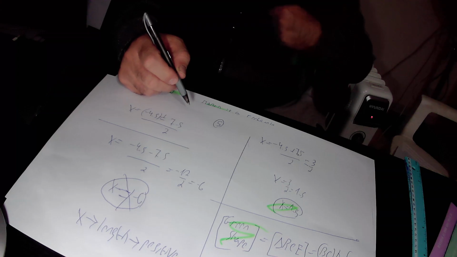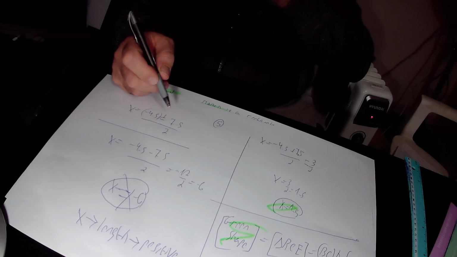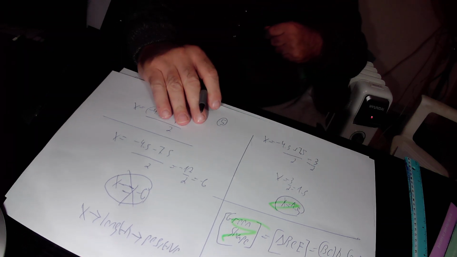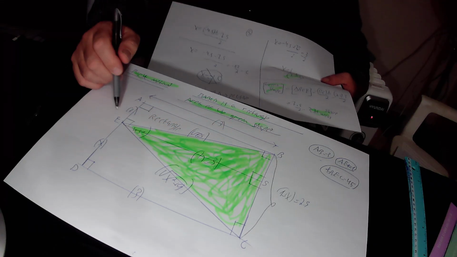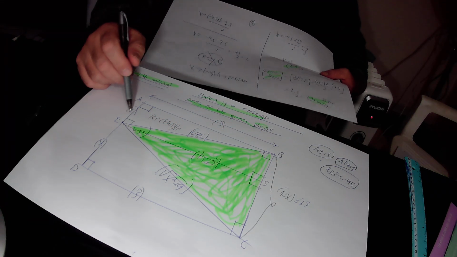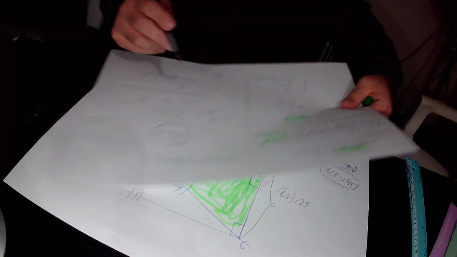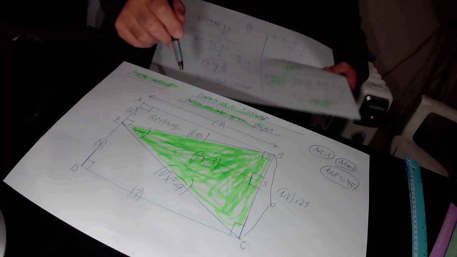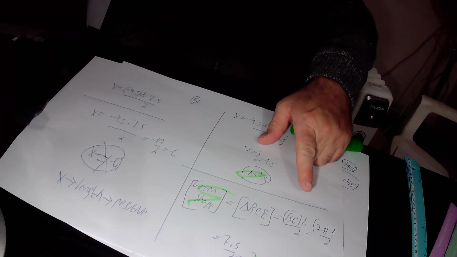So according to the second solution, x equals 1.5 units in length. Our task is to find the area of this green shape, which is the green triangle BCE. The area of this green triangle equals the base BC times the height over 2.